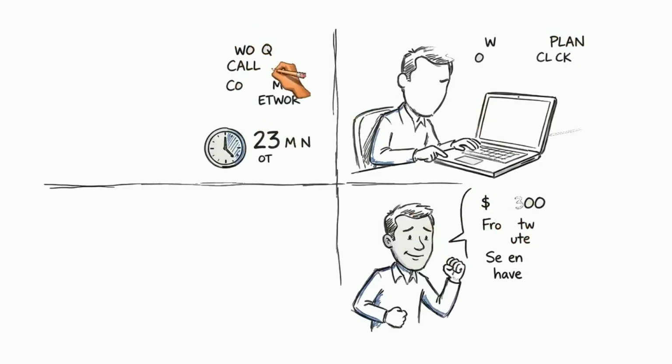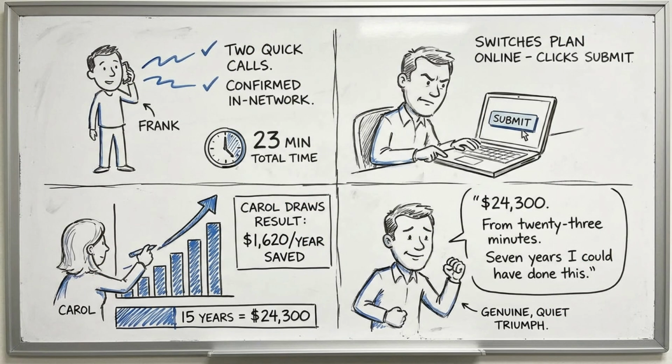Frank calls his primary care doctor's office. In network with the new plan? Confirmed. He calls his cardiologist's office. In network? Confirmed. He switches online in 8 minutes. Total time from opening medicare.gov to completing the switch? 23 minutes. Starting January 1st, Frank's annual drug cost drops from $2,400 to $780.